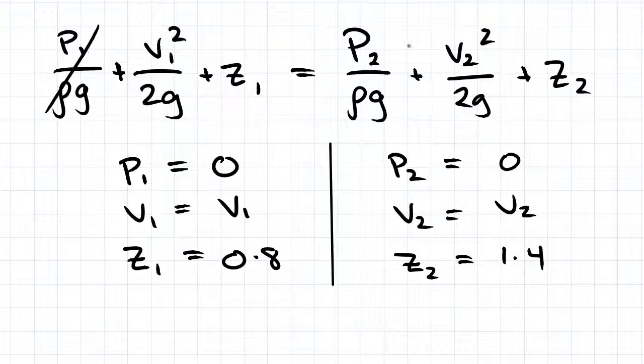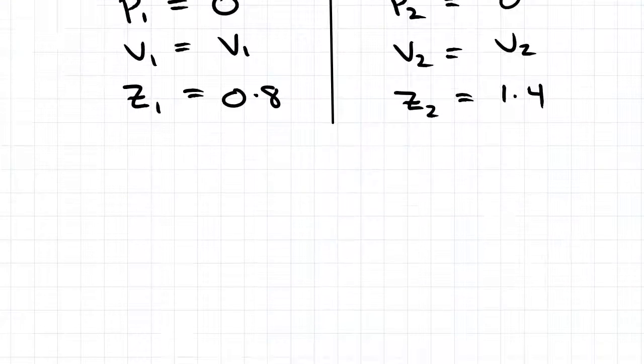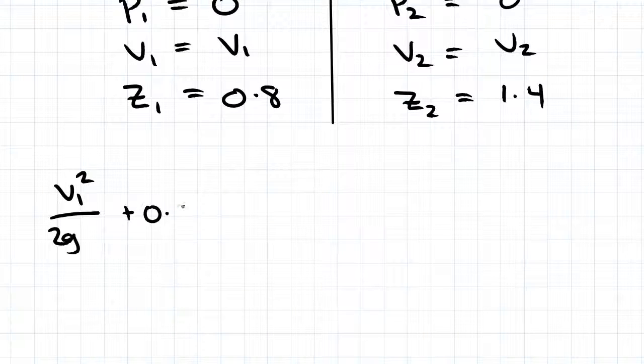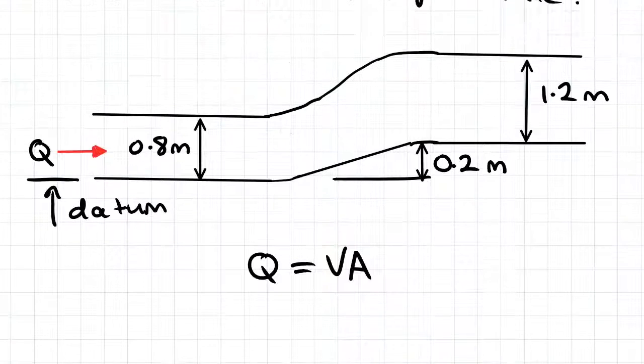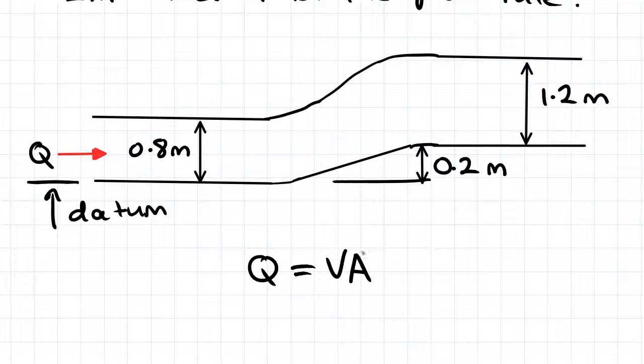So we sub that back into the Bernoulli equation. That will be 0, that will be 0. Our V1 will remain as V1, V2 will remain as V2, Z1 will be 0.8, Z2 is 1.4. That's it there. We've got two unknowns, so we know we need another equation. And we're going to go back and use this equation here, Q equals VA.